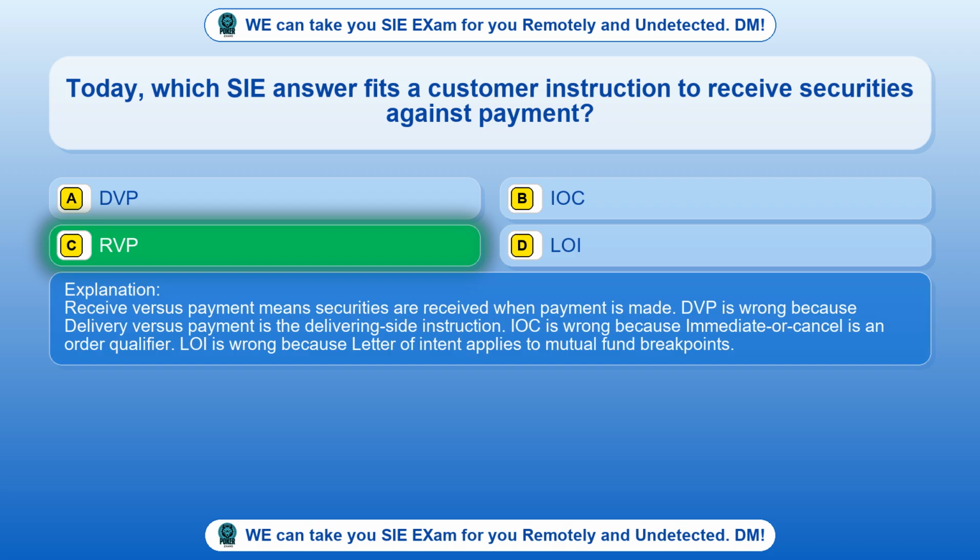Receive versus payment means securities are received when payment is made. DVP is wrong because delivery versus payment is the delivering side instruction. IOC is wrong because immediate or cancel is an order qualifier.